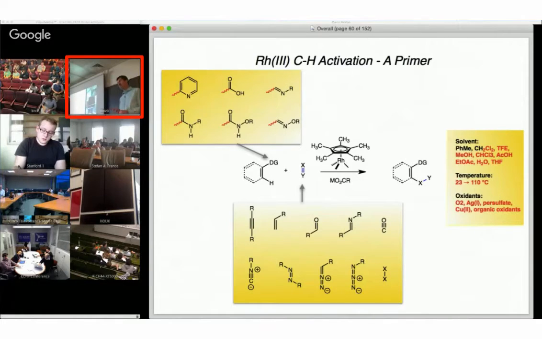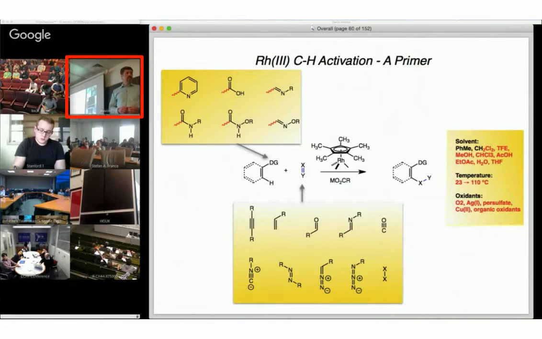Oxygen itself does work, as well as many other transition metal oxidants, as well as organic oxidants. And sometimes you have an oxidant inside the molecule. So for example, you can see the oxime, the N-O bond can be cleaved as an internal oxidant, as well as the pivalohydroxamate. The N-O bond can be cleaved to function again as an internal oxidant.